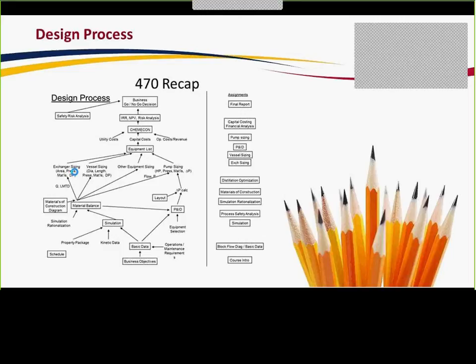Once we had that process developed, we looked at the equipment sizing, the optimization, and the materials of construction. And once we had sized all the equipment, we decided on what control mechanisms we would use to control the process. And afterwards, we looked at the environmental and economic feasibility of the project.